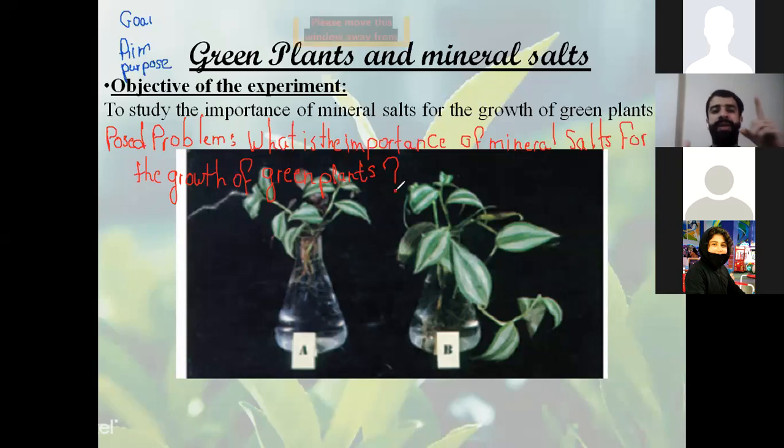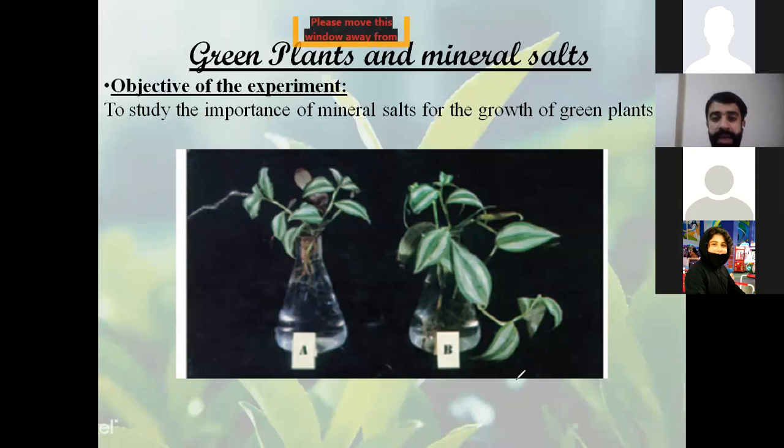So here we studied the objective and also the posed problem. Let's now move to this experiment. In this experiment we have two plants, plant A and plant B. In plant A, we have the distilled water.